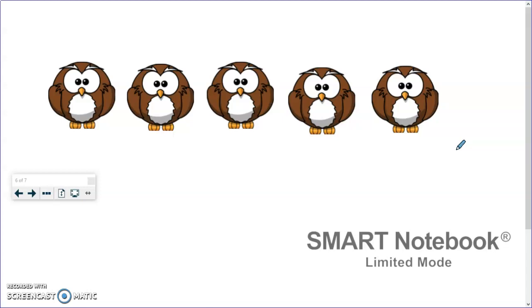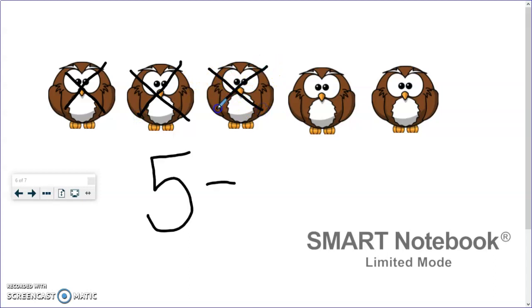Okay, let's try this together. If we had 5 owls to start with, that's the number we have to write down first. 5. Now we're doing a subtraction problem, so we need the minus sign. How many owls did I say were leaving? Let's see, there were 5 owls in the barn, and 3 of them got hungry and went away to find food. That means 3 owls left. Let's mark off 3. 1, 2, 3. Okay, you gotta write that down.